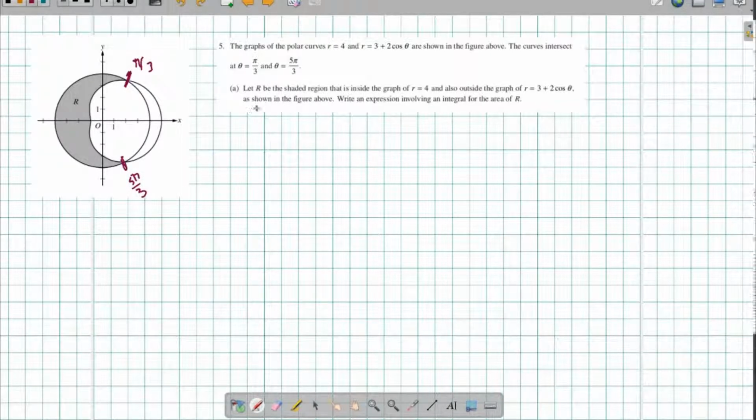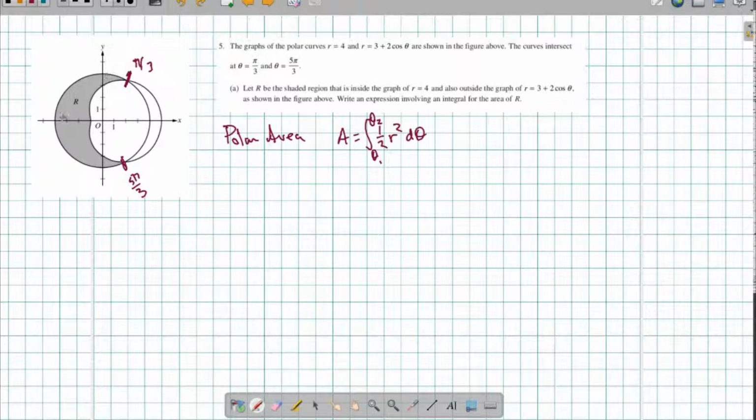They say let R be the shaded region that's inside the graph of r equals 4 and also outside the graph of r equals 3 plus 2 cosine theta as shown in the figure above. Write an expression involving an integral for the area of R. Whenever we're dealing with polar area, the area is going to be equal to the integral of 1/2 r squared d theta from theta 1 to theta 2.